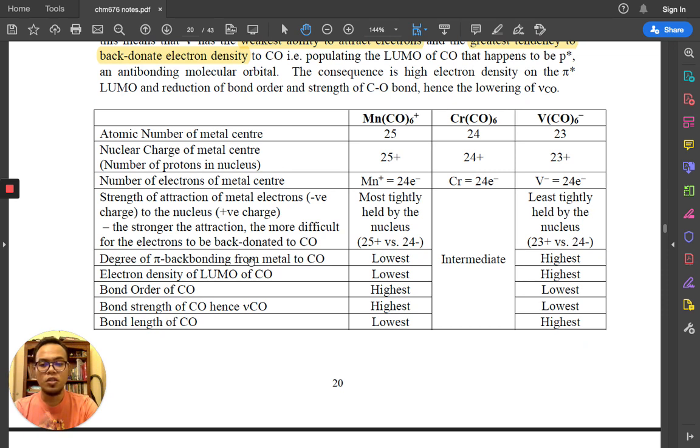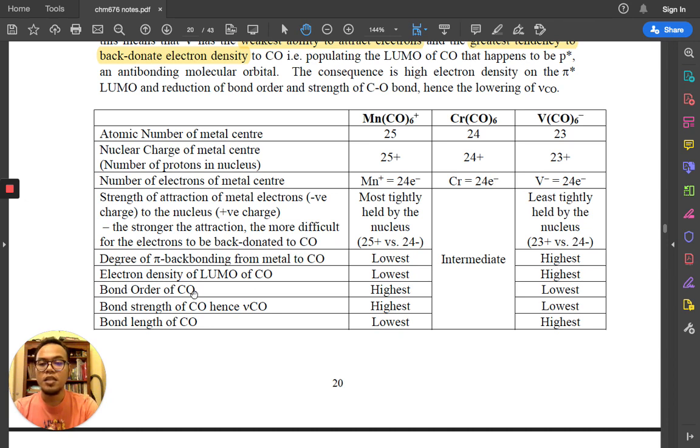Once you transfer the electrons from carbonyl to your metal, now it depends on the nuclear charge of the metals whether to hold them very tightly or loosely. If the attraction is greater due to higher nuclear charge, it is less likely for the electrons to be donated back to the carbonyl. So that's the first thing that we have to understand here. So what happened to the degree of pi back bonding from metal to CO? As I said, the stronger the attraction, the lower the pi back bonding. The lower the attraction, the higher the pi back bonding.